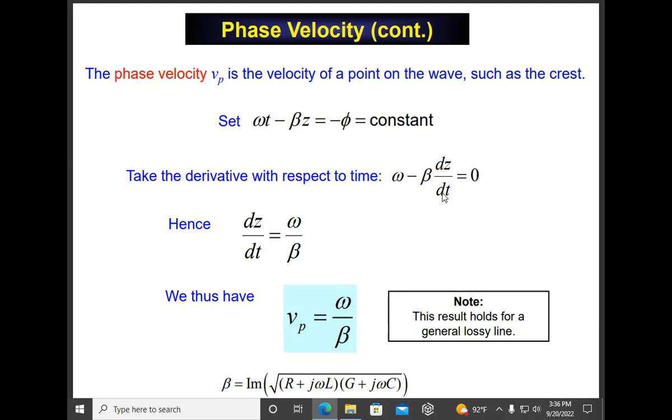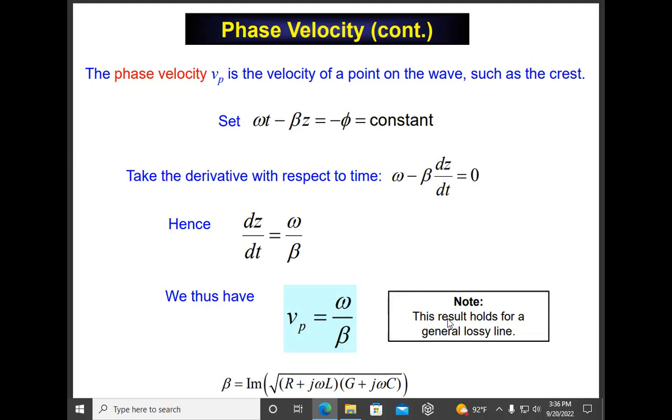So there's our fundamental equation. Take this term across the equal sign, and then divide both sides by beta, and you've got your answer, really. So dz over dt is omega over beta, and this is the phase velocity. So we've now derived an important equation in transmission line theory, valid for any transmission line at any frequency. The phase velocity is omega over beta. And that's exact, no approximations. It holds even for a lossy line.